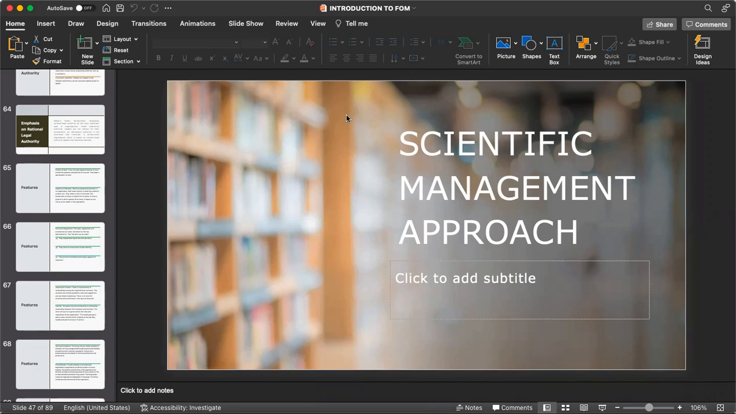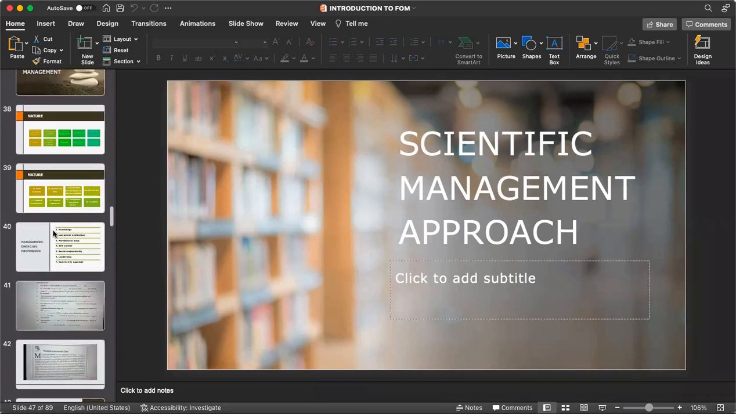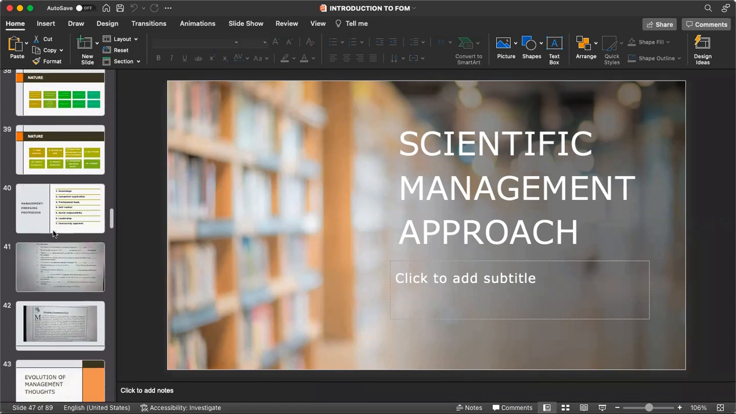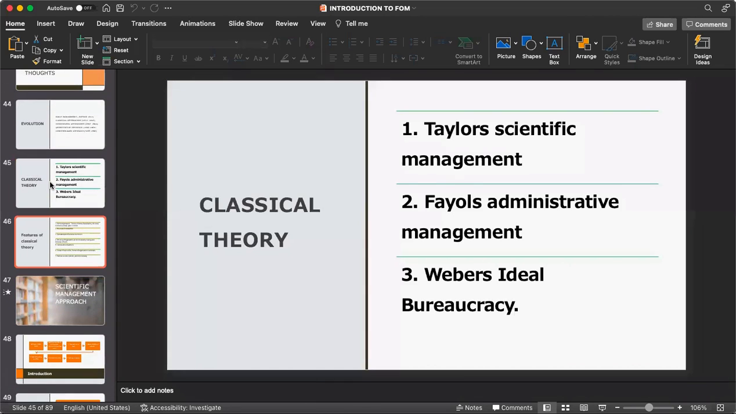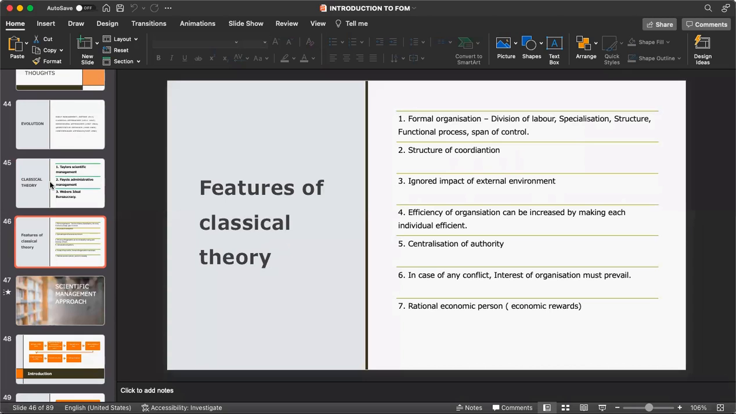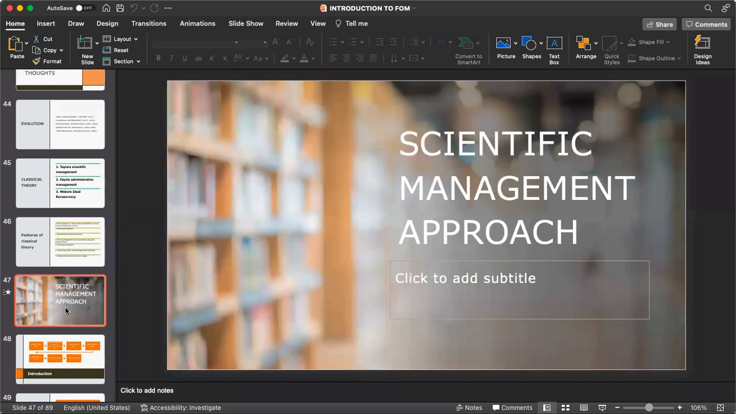So as you remember, guys, in the last session we covered the concept of what we mean by classical theory and the types of classical theory we have. We also discussed the various features of classical theory. Today we will start with the very first classical theory, which is called the scientific management approach.